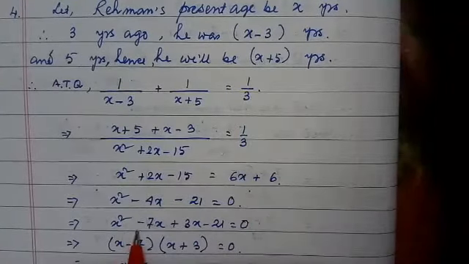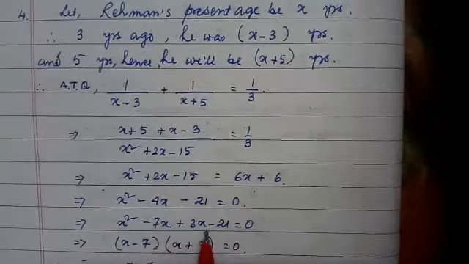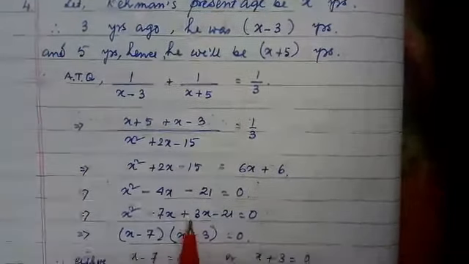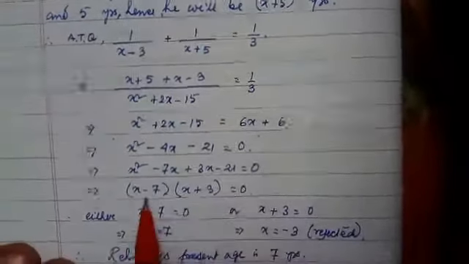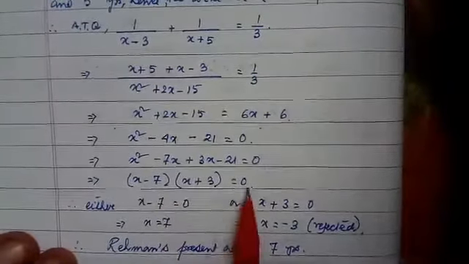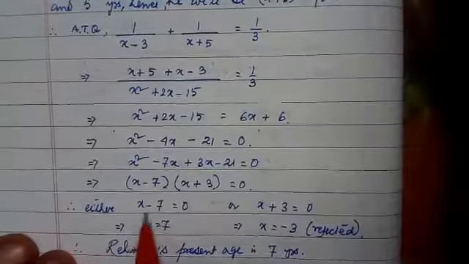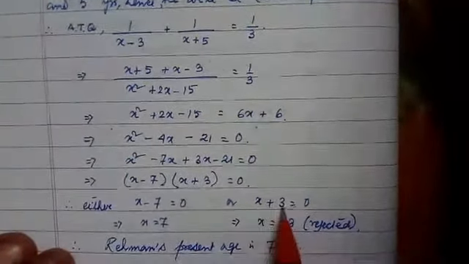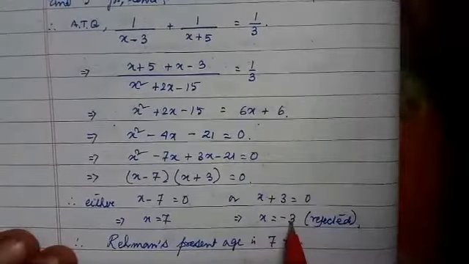x square minus 7x plus 3x minus 21 is equal to 0. We are doing it by the middle term factor. Now x minus 7 and x plus 3 are the two factors, equal to 0. So either x minus 7 is equal to 0, that is x is equal to 7, or x plus 3 is equal to 0, that is x is equal to minus 3.